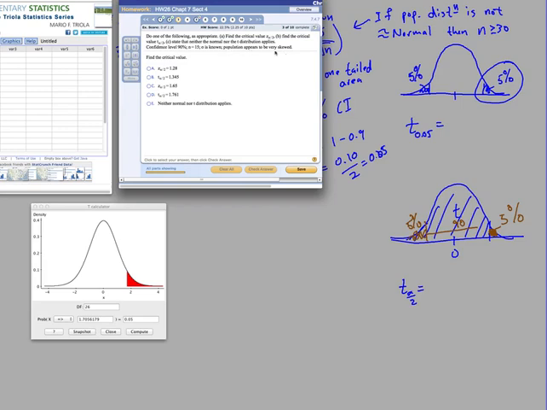If the population is very skewed and I don't have more than 15, then the graph of my x bars will not be normal. Stay with it. Okay.